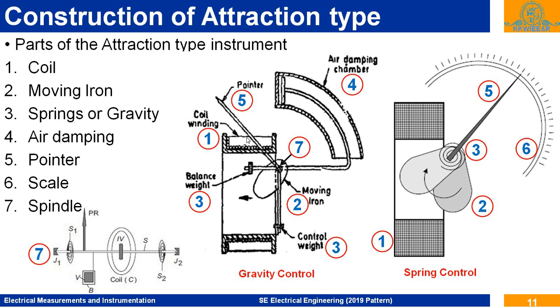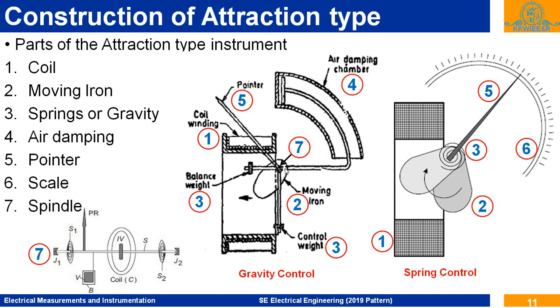Then there is a pointer. Then a scale is there for measurement of current. The current flowing through this coil is calibrated in terms of a scale, which will measure the current or voltage. This deflection is calibrated in terms of current or voltage, which can be measured on this scale.